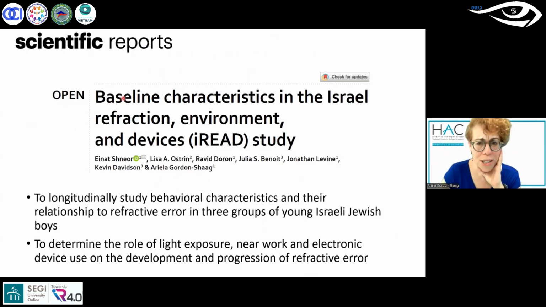So we just had a paper come out in Scientific Reports describing the baseline characteristics of this study. It's called the Israel Refraction, Environment and Devices, or IREAD study. And it's to longitudinally study behavioral characteristics and the relationship to refractive error in these three groups of young Israeli boys. And it's to determine the role of light exposure, near work, and electronic device use on the development and progression of refractive error.